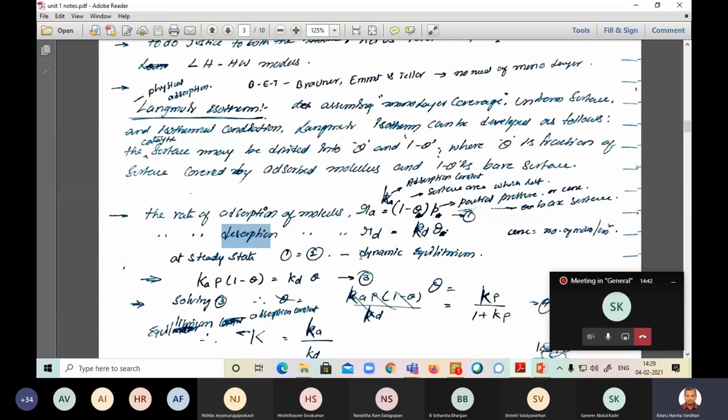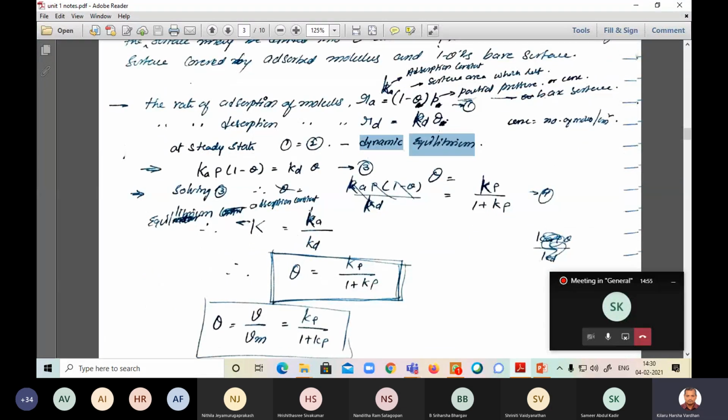So at a steady state, the rate of adsorption is equal to the rate of desorption. We are assuming dynamic equilibrium is attained. Then you can equate these two equations. Once you equate these two equations, and if you write Ka by Kd, that is Ka is the adsorption coefficient and Kd is the desorption coefficient, you can put it as a capital K. Then we can write theta, because theta is there on both sides. Theta is equal to K into P, P is nothing but the partial pressure, divided by 1 plus Kp. You get like this, right?